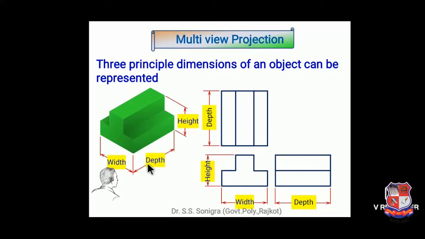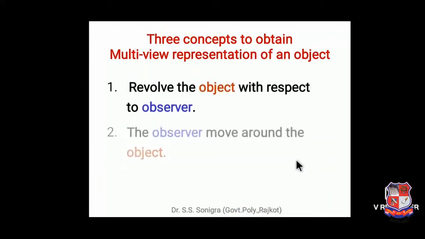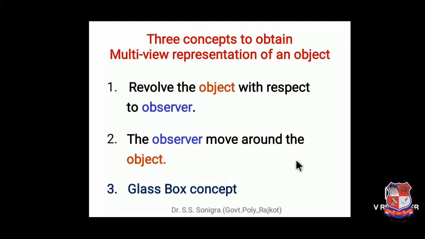Similarly, if we look from right side, this depth will be the width of its side view, this one, and this rectangle and this rectangle are the same. Similarly, this rectangle is this one. There are 3 concepts to obtain multi-view representation of an object. You can use either of these 3 concepts.